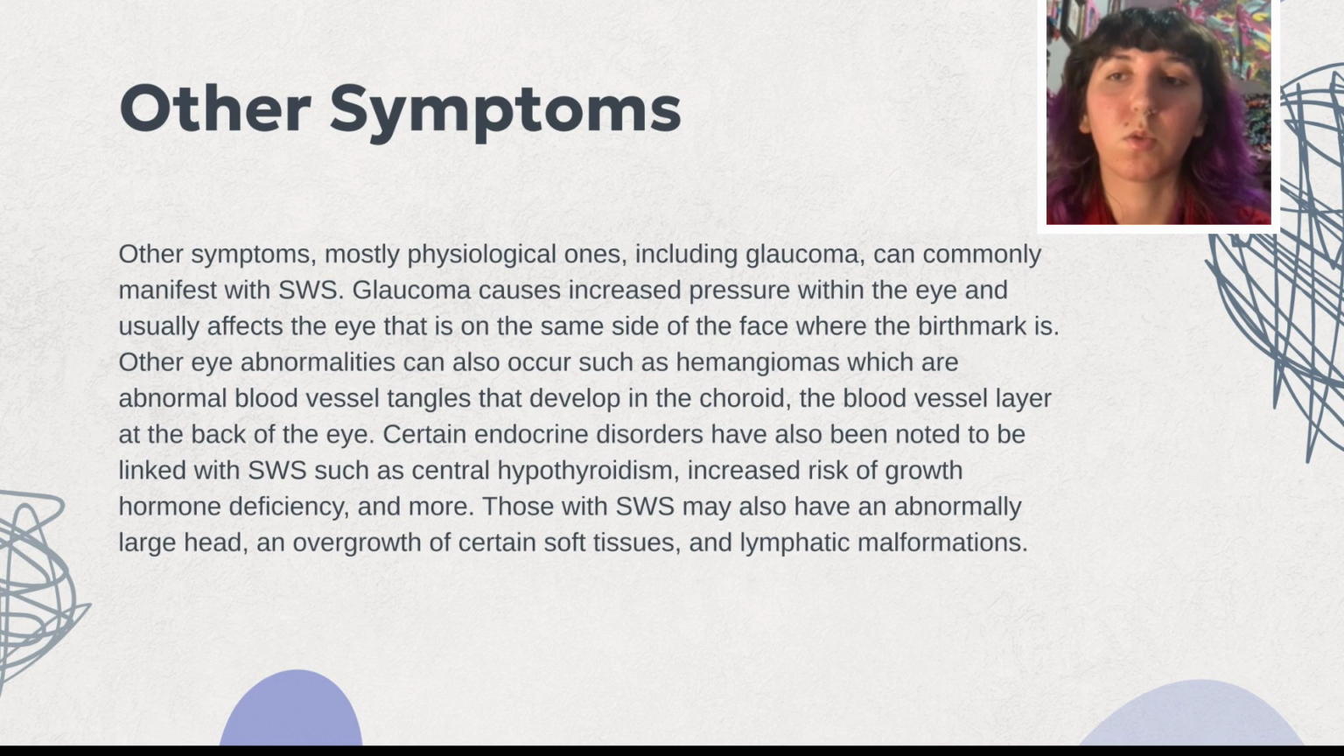Certain endocrine disorders have also been noted to be linked with Sturge-Weber syndrome, such as central hypothyroidism, increased risk of growth hormone deficiency, and more. Those with Sturge-Weber syndrome may also have an abnormally large head, an overgrowth of certain soft tissues, and lymphatic malformations.